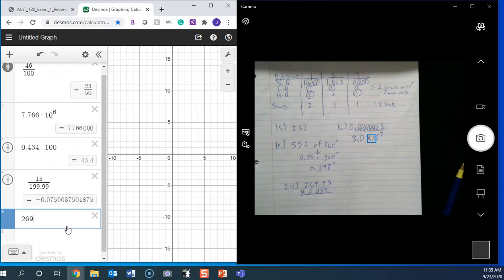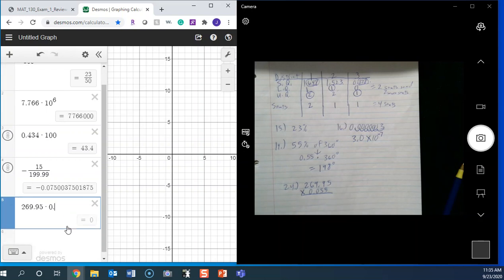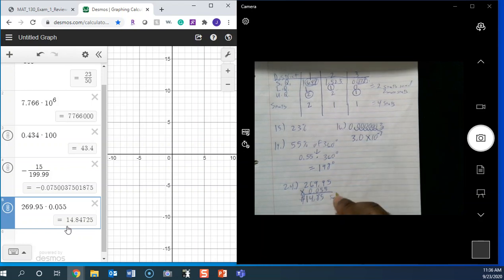And we'll take 269.95 multiplied by 0.055. Now remember, our money only goes to 2 decimal places. So it'll be $14.85. That's how much the sales tax would be.